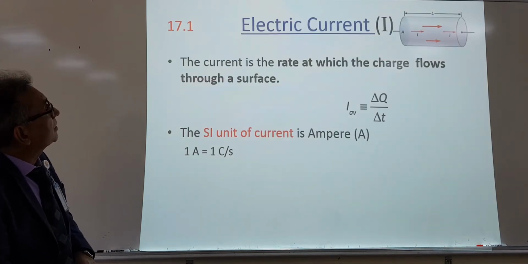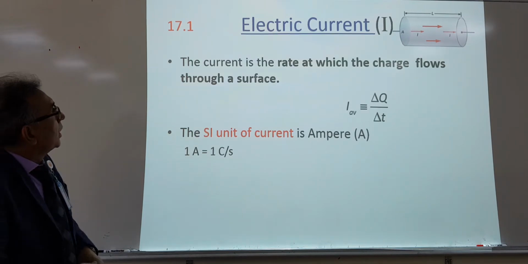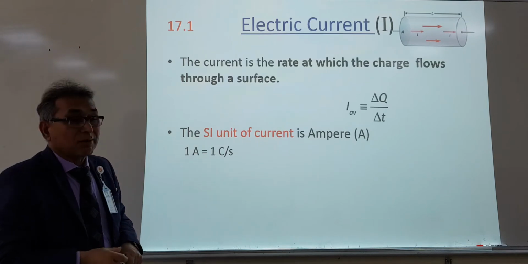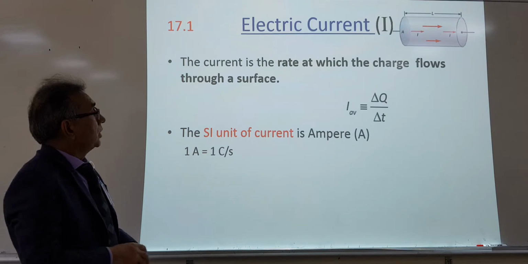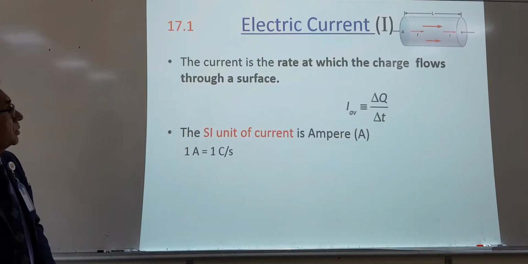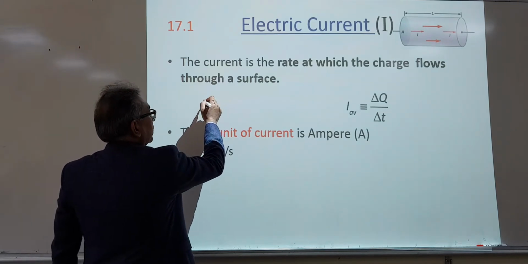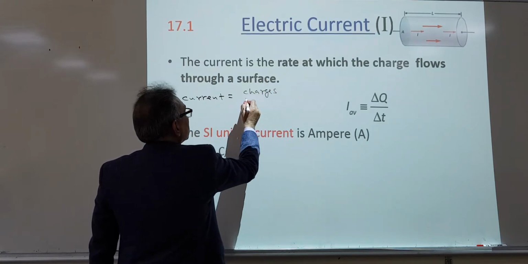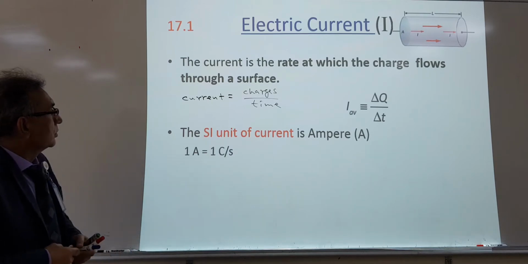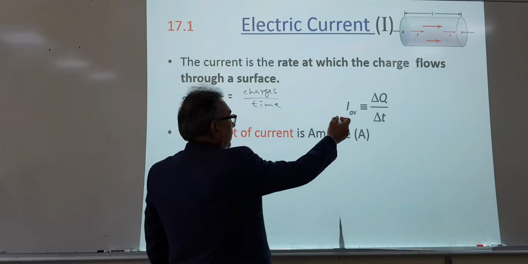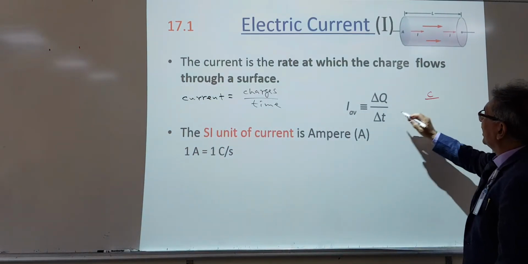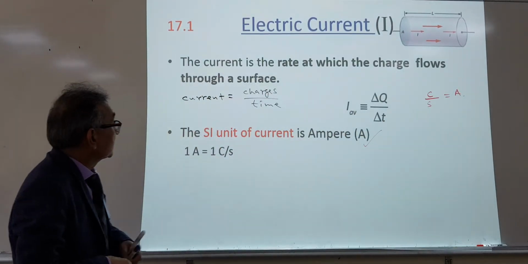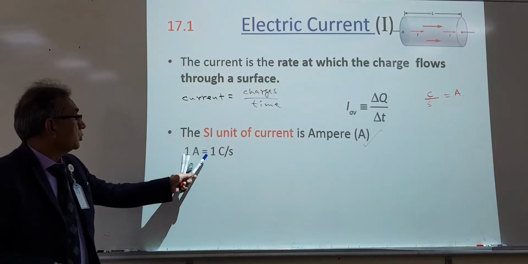Let's start the first topic, electric current. The current is the rate at which the charge flows through a surface, some certain cross-sectional area of a wire, for example, through that wire for some time, delta t. So current is equal to the charges that are flowing over the time duration. The unit of charge is coulomb, so coulomb per second is called ampere. So the SI unit of current is ampere. As I told you, 1 ampere is equal to 1 coulomb per second.